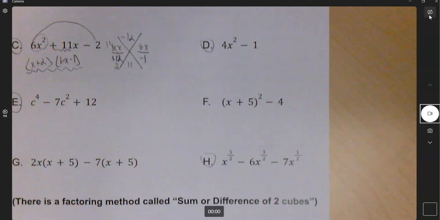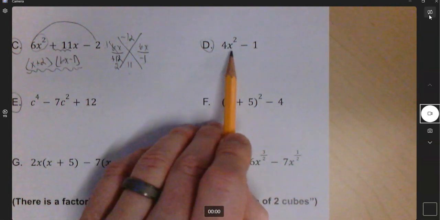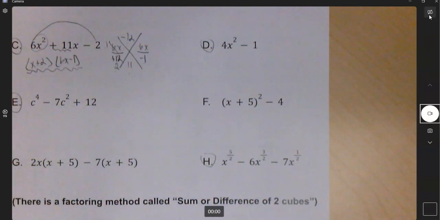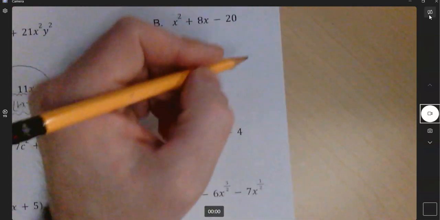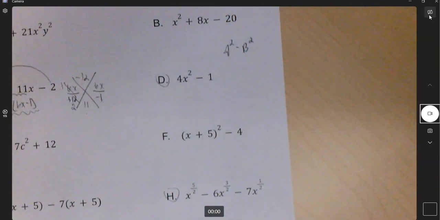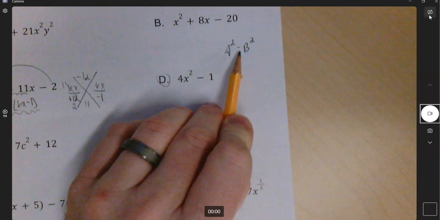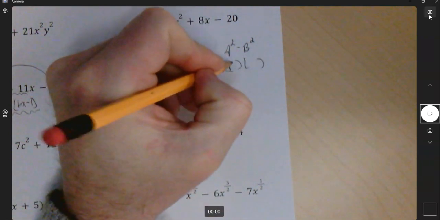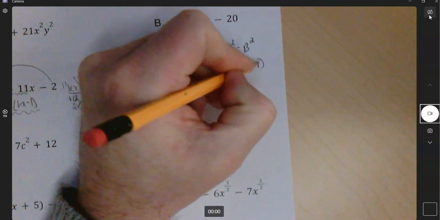Letter D is a difference of 2 squares. We need to recognize there is no GCF. It doesn't look like a trinomial, so we need some other methods here. It would be a difference of 2 squares. And how I'll explain a difference of 2 squares to you is if you can write it as 2 things being squared with a subtraction sign between them, then it will always factor to the first one plus the second one, and the first one minus the second one.